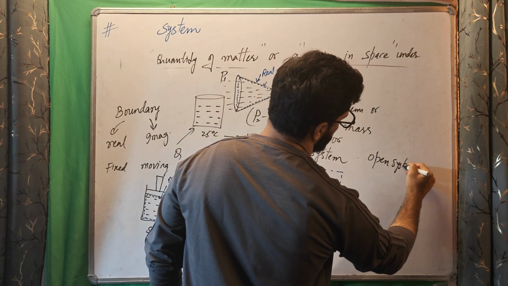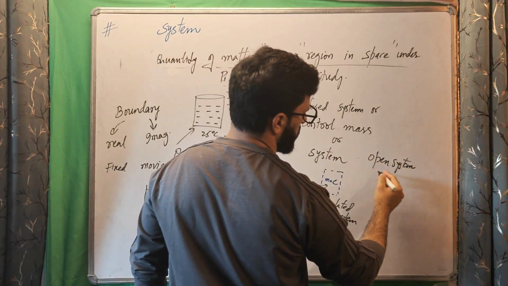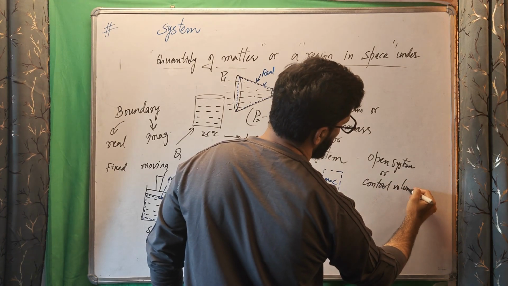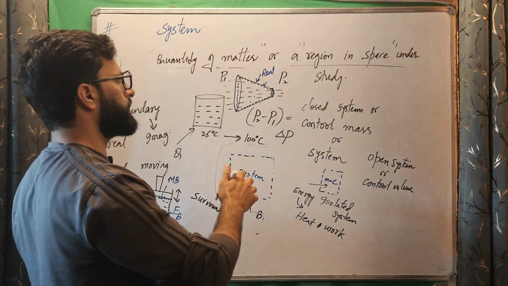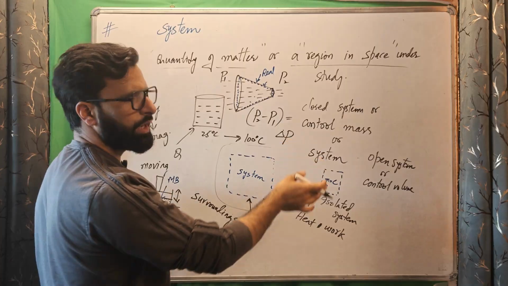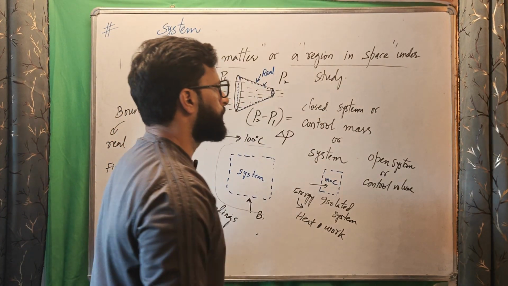Open system. Closed system is called control mass, and open system is called control volume, because volume is fixed in this case, not mass. So this blue volume is fixed. Volume is fixed, but mass is not fixed. It is going in, it's coming out. So this keeps on changing. It's known as control volume.